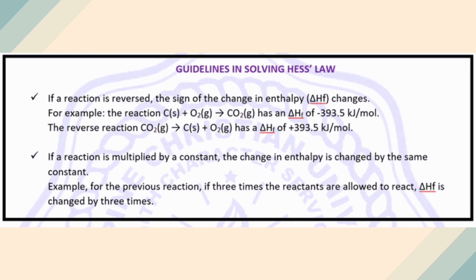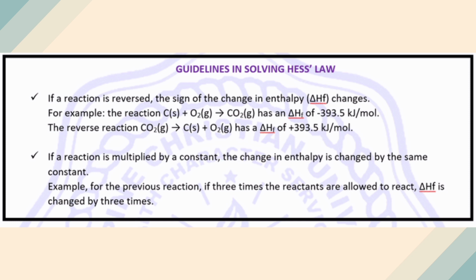For example, take the reaction of carbon and oxygen gas to form carbon dioxide with the enthalpy change of negative 393.5 kJ per mole. If you have to reverse the reaction, all compounds on the reactant side will be on the product side and all the products will be on the reactant side. So we have carbon dioxide gas to produce carbon and oxygen gas, and the enthalpy change has been changed from negative to positive.